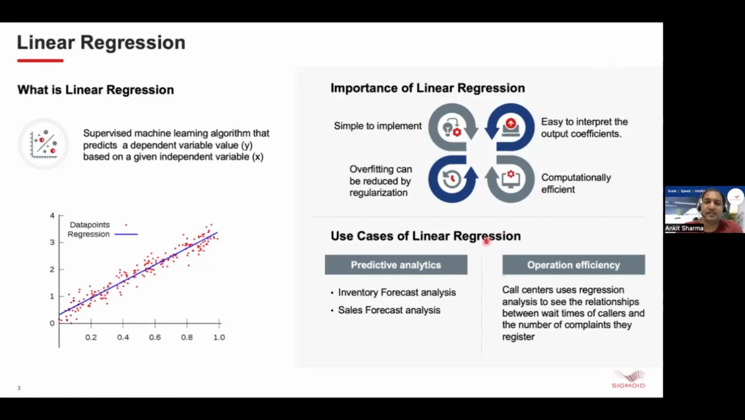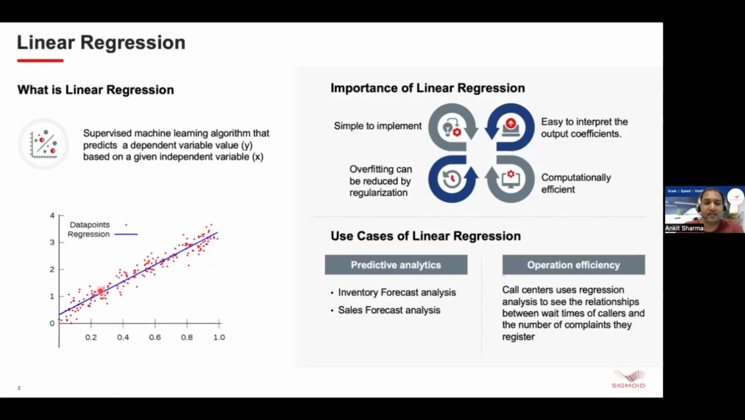I have listed the use cases of the linear regression model as well. There are two major use cases. The first one is predictive analytics, where any company can use the linear regression model to forecast their inventory or their sales. The second is operation efficiency, where the company can streamline their processes using the linear regression model. At that point of time, linear regression is very helpful. So these are some of the use cases of linear regression models.